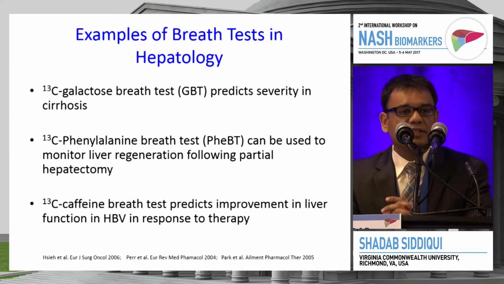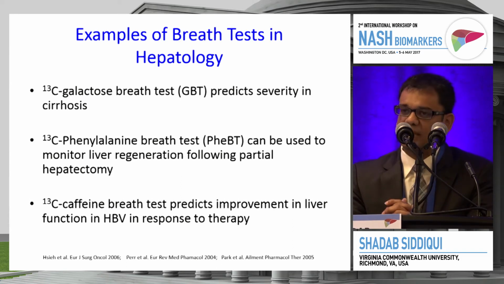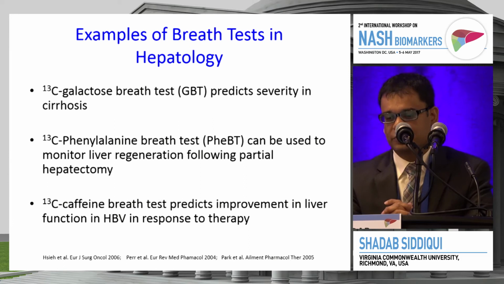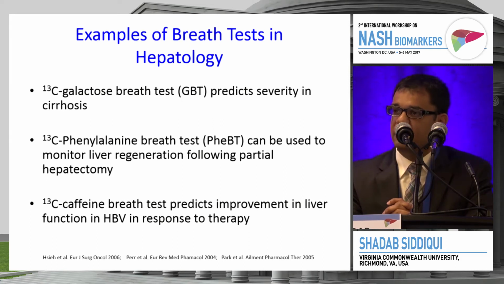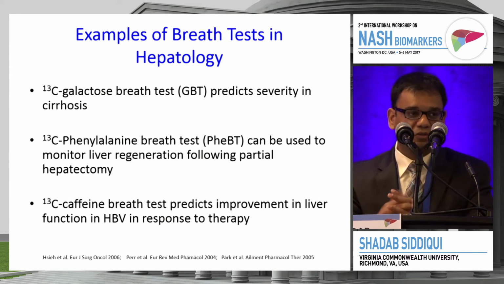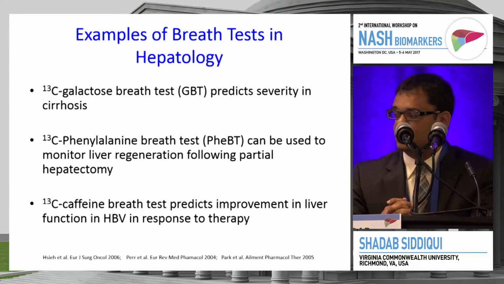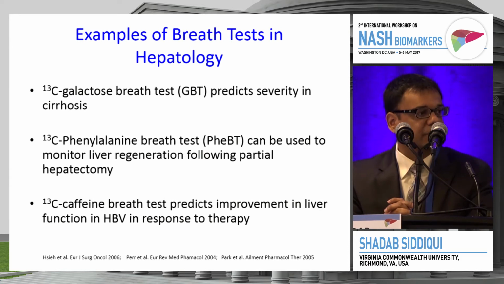Now, breath tests are not new in the field of hepatology. They have been around for decades since the advent of stable radioisotopes. And these are some examples of how they have been used in chronic liver disease over time. Galactose breath test has been shown to predict severity and complications in patients with cirrhosis. Phenylalanine breath test has been used to monitor liver regeneration following partial hepatectomy. And then caffeine breath test has been shown to predict improvement in hepatic function in patients with chronic hepatitis B after lamivudine therapy.